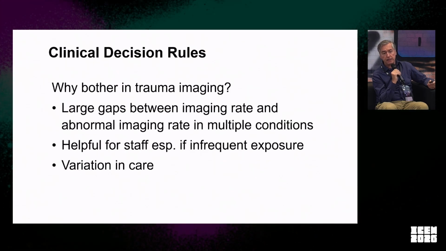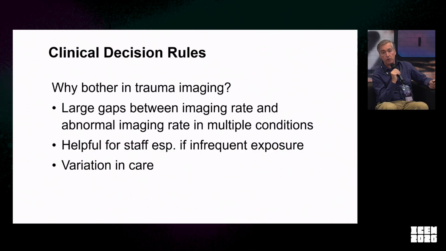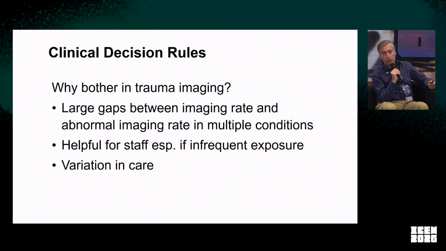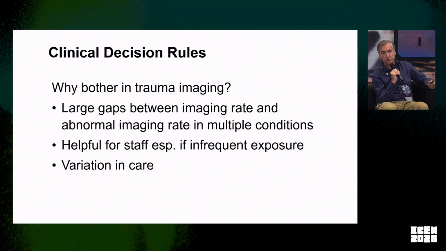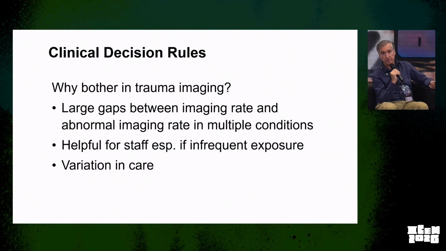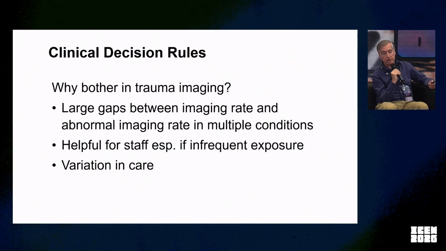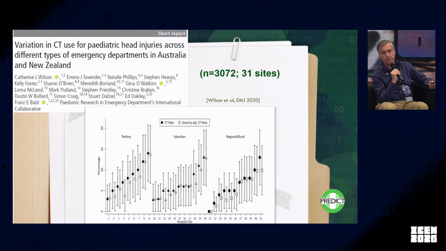Why is this particularly important in trauma imaging? Because there is a big gap between the imaging rate that you will order in an emergency setting and the abnormal imaging rate. And that's true in multiple conditions. Also, the more severe end of trauma is actually a relatively infrequent event. I work at a major pediatric trauma center, so even in our setting, positive findings on imaging are actually reasonably rare. And then there's also a high level of variation in care, which has been shown in multiple settings.